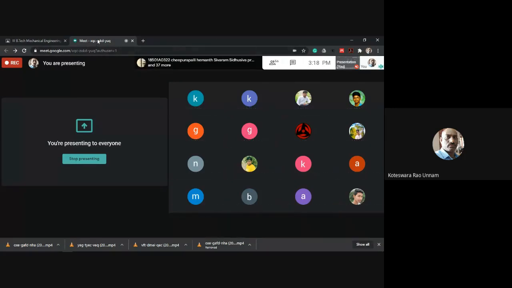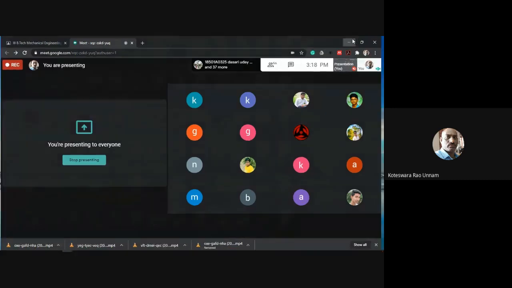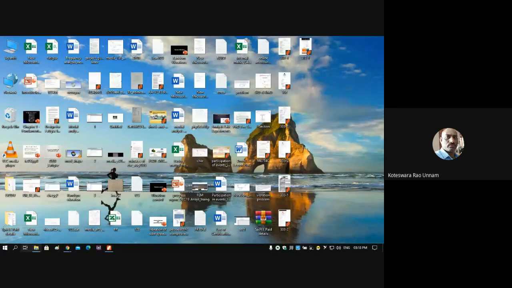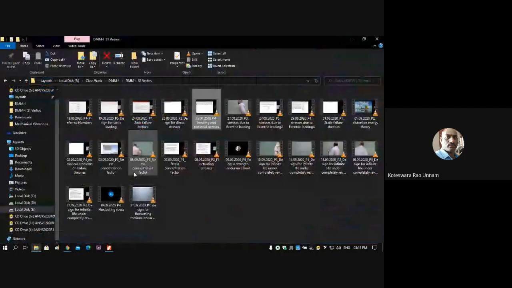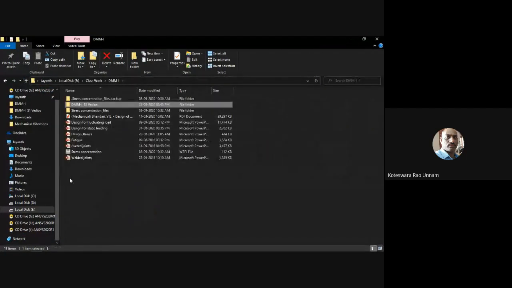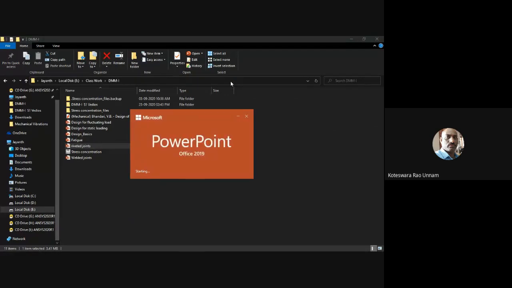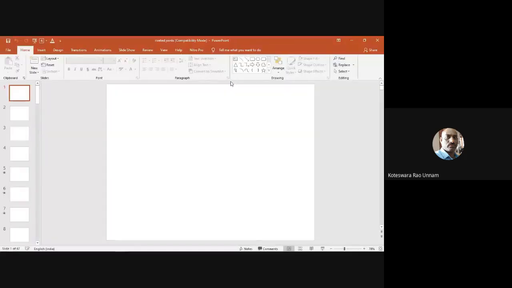Anyway, so we'll start today's class. Today we are going to start a new topic, which is riveted joints. I think you have some knowledge about riveted joints. You had drawn some of the joints in our CMDP course also. So here we require that knowledge as well.